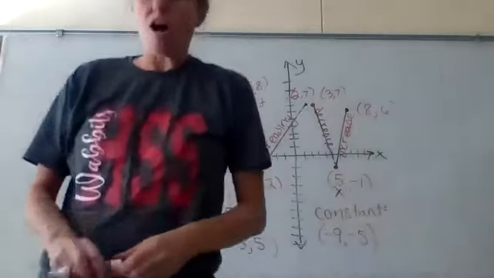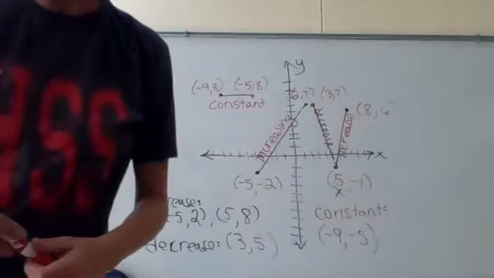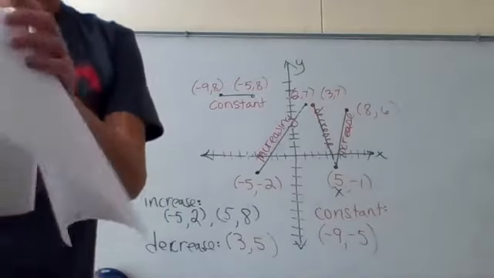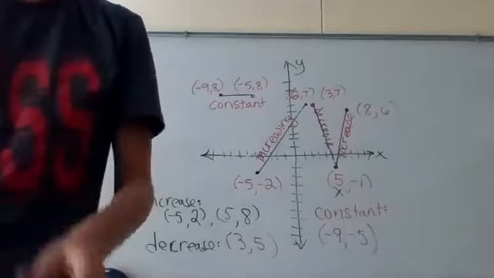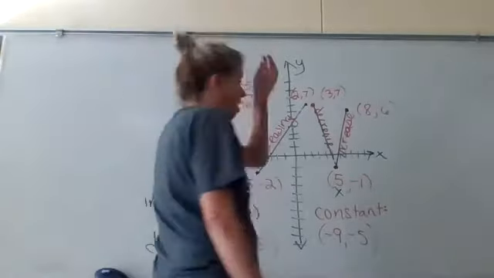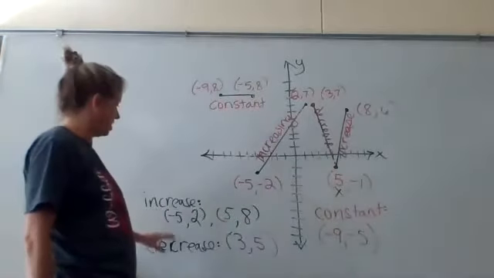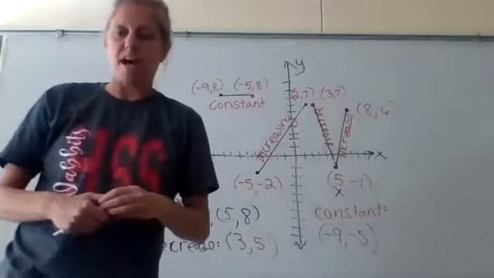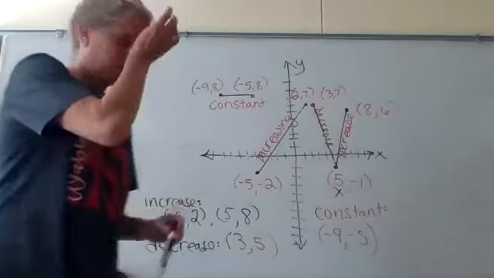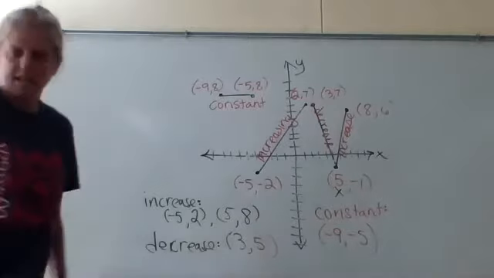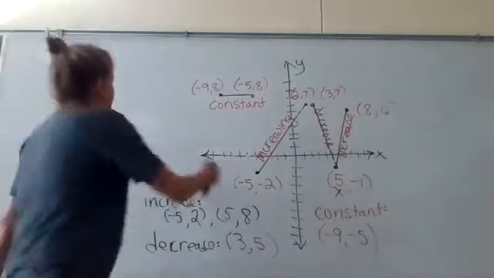So again, do all the point labeling from at the beginning. And then go through and label your increase, decrease, and constant intervals. So when you have to get through to actually answering the question, you've got everything labeled out there for you. Okay, let's move on to number 6.